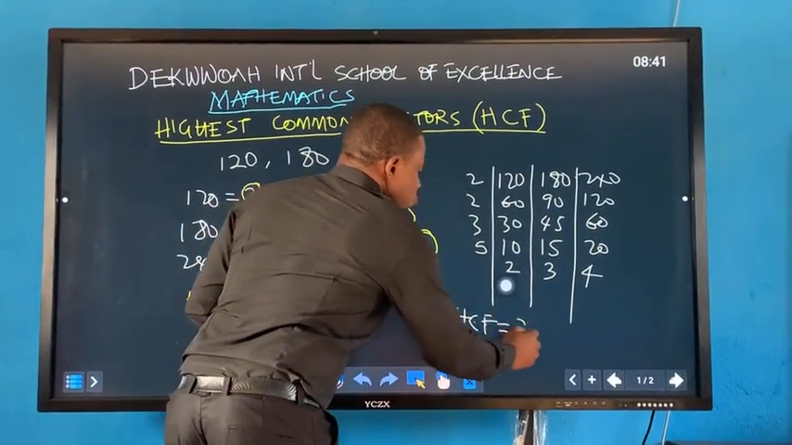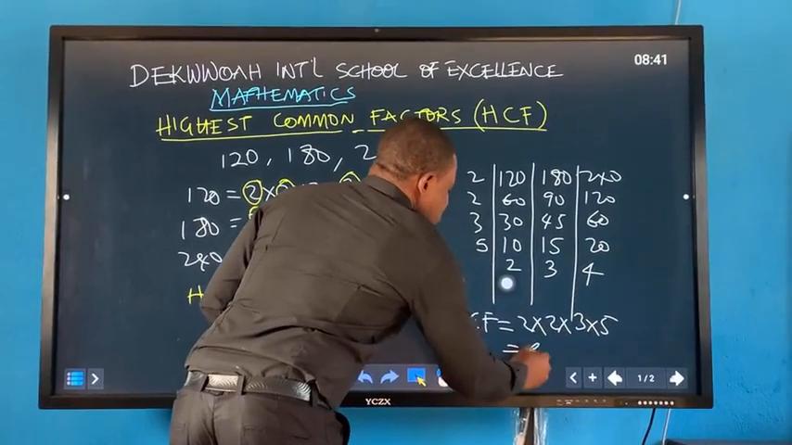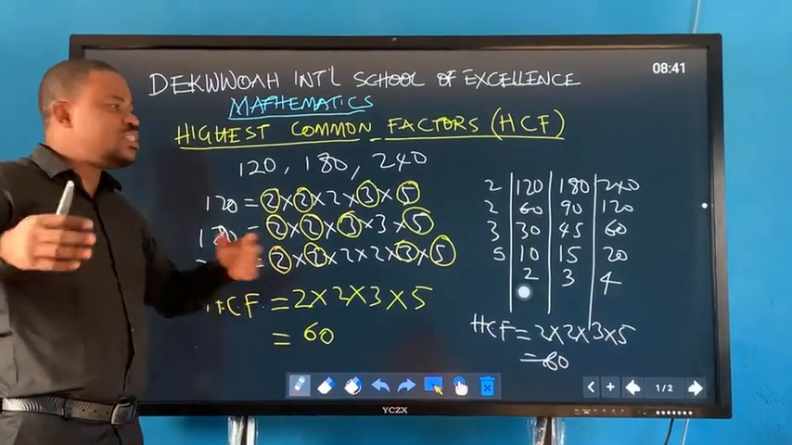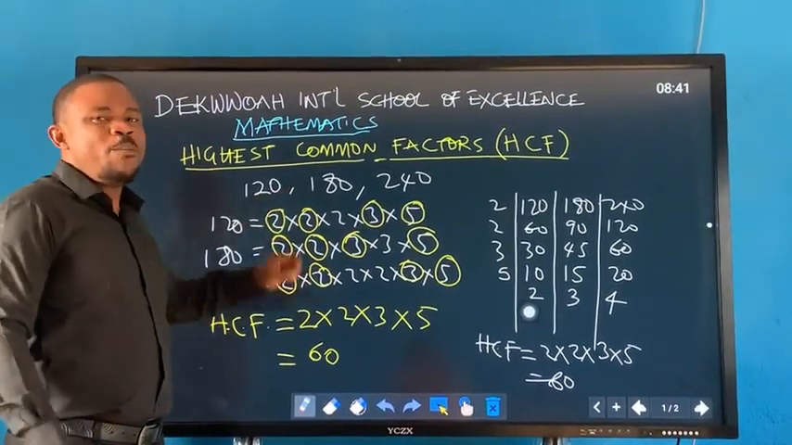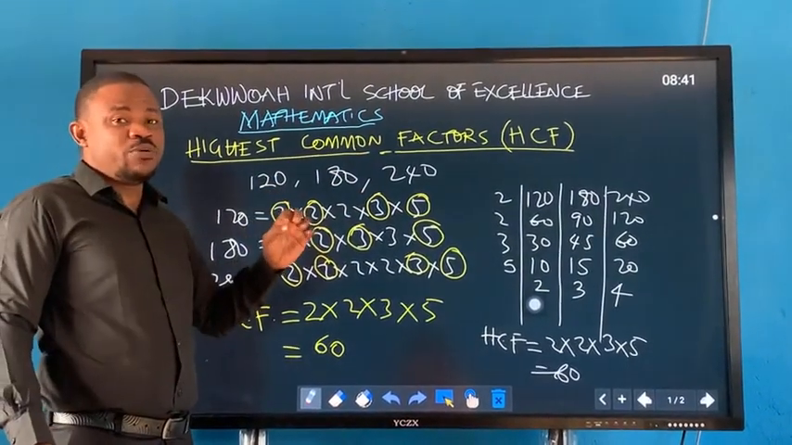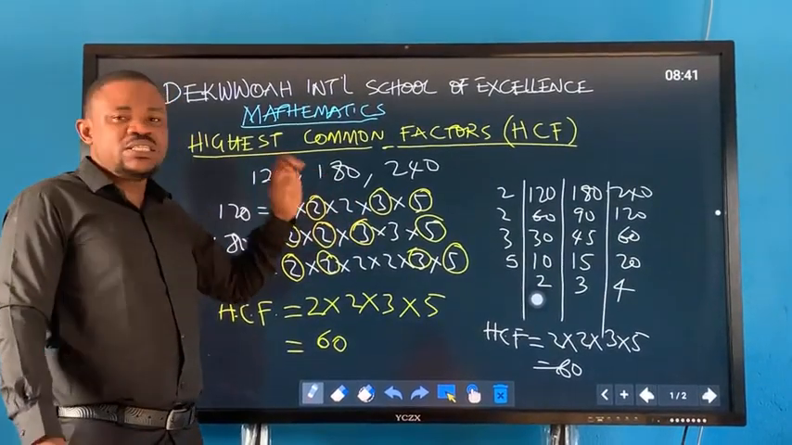So my HCF is 2 times 2 times 3 times 5, which is still 60, like the answer. Just take your time, take different numbers, and practice these things. I'm telling you, there are so many things that you can do with HCF, especially in algebra, but you must master it from here first. Alright? So you can just see numbers and tell the highest common factor.